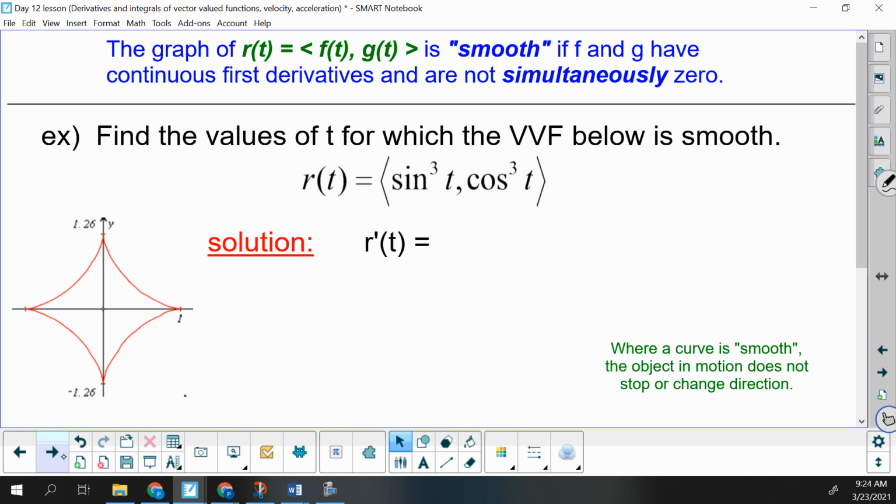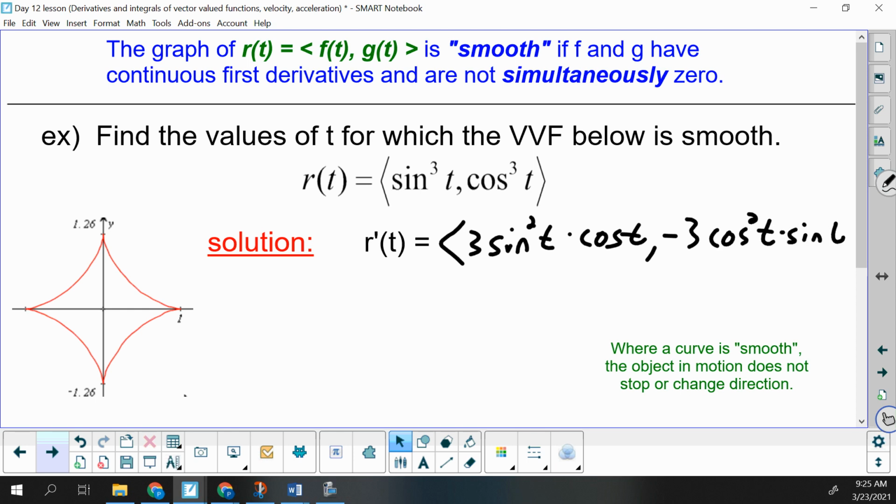So let's take our derivative. We'll have to use the chain rule here. We'll have 3, sine will now be squared, and we have to multiply by the derivative of sine, which is cos t. So that would be our initial part for the first one. We'd have 3 cos squared t times a negative sine. So eventually that would be negative 3 cos squared t times sine, because we can just bring that negative out front.